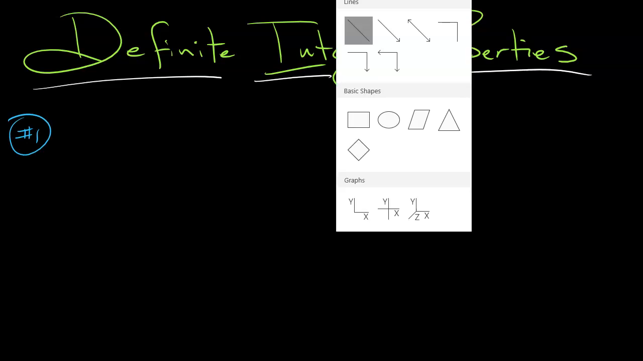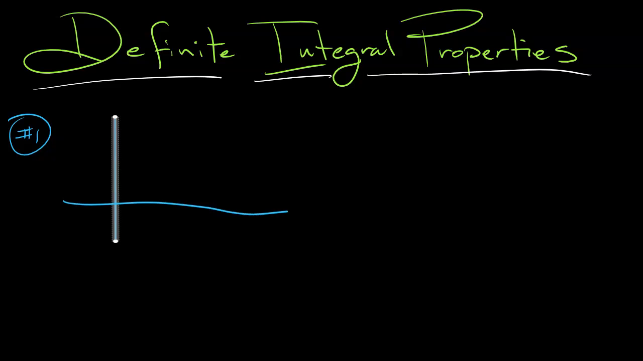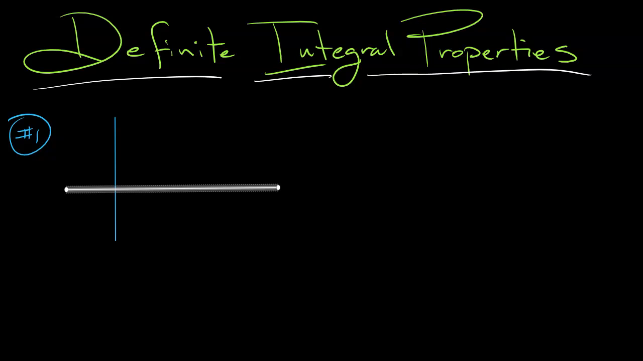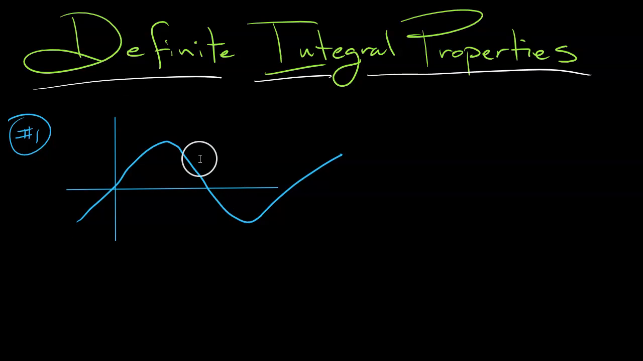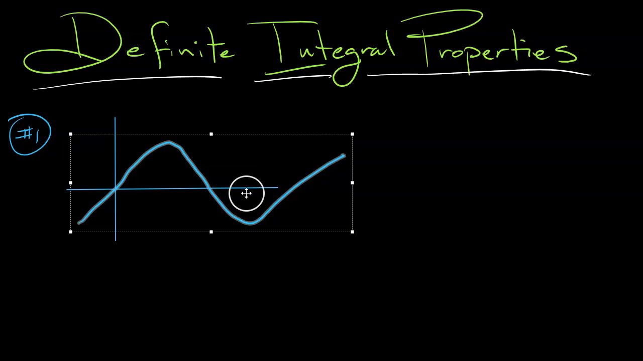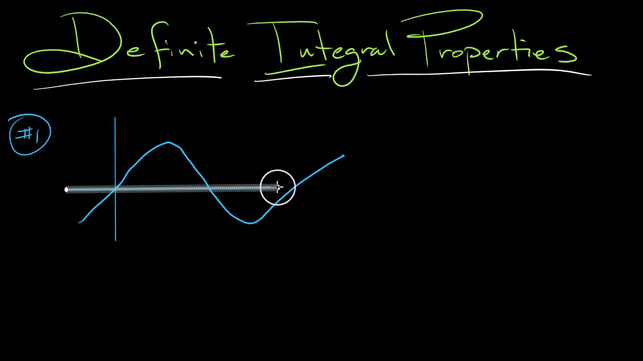First property. That's not a line. The first property is that if you are finding the definite integral from, say, a to b to c, if your definite integral lies above the x-axis, the answer to that definite integral would be positive.